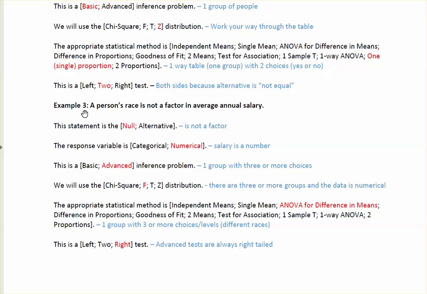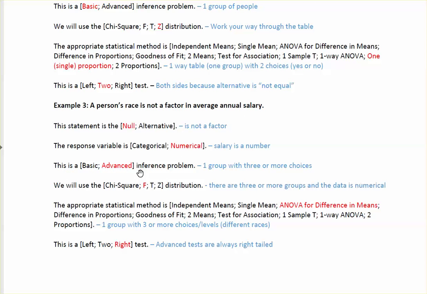Okay, so example 3. A person's race is not a factor in average annual salary. So this statement is the null because we have "is not a factor." That is a null, because we're saying nothing's going on, everything's the same. It is numeric, once again, because we're looking at average annual salary, which is a number.